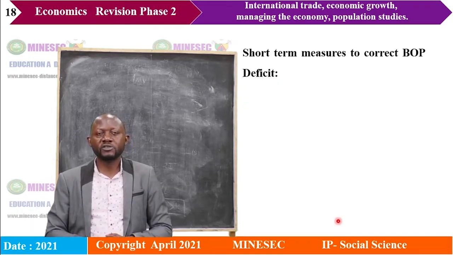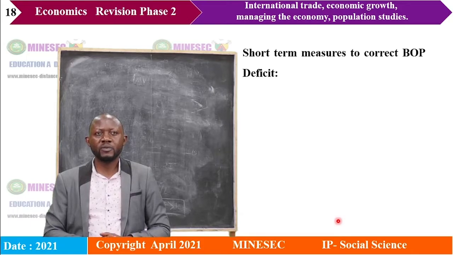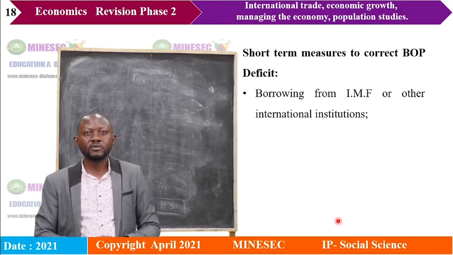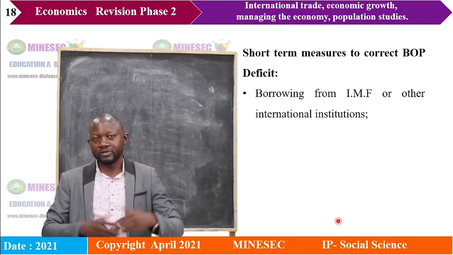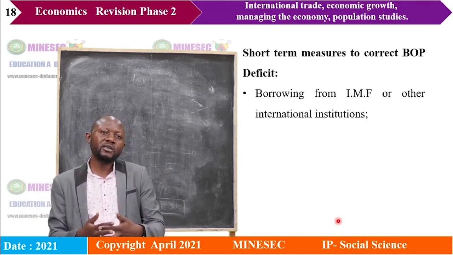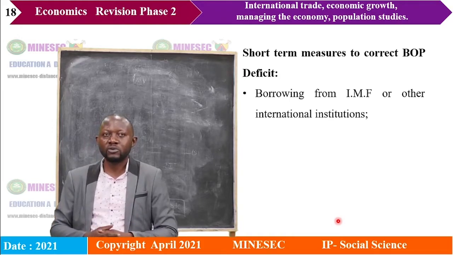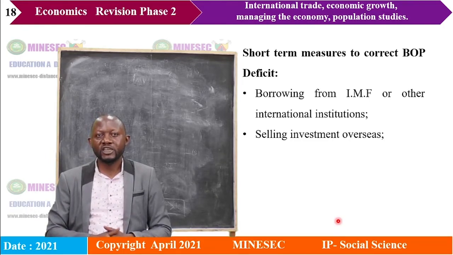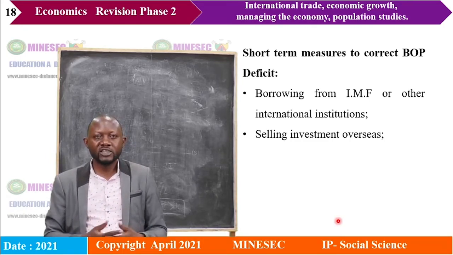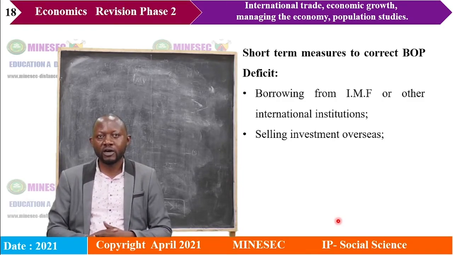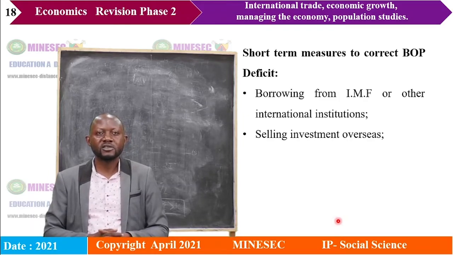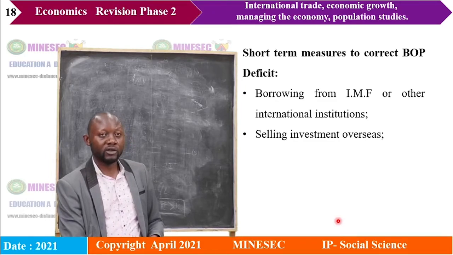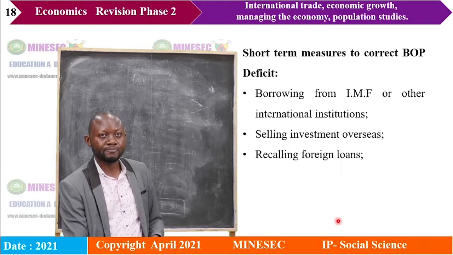Let's look at short-term measures that can be used to correct the balance of payment deficit. We'll start with borrowing from the IMF or other international institutions or even friendly countries. If that is done, then more inflow of currency will be able to correct and finance the deficit. Selling investment overseas. Any investment that Cameroonians or the government has out of the country, they could sell such investments. That will permit an inflow of currency, and equally, it is going to lead to a correction in the BOP situation.